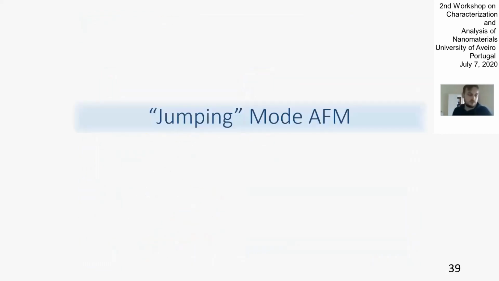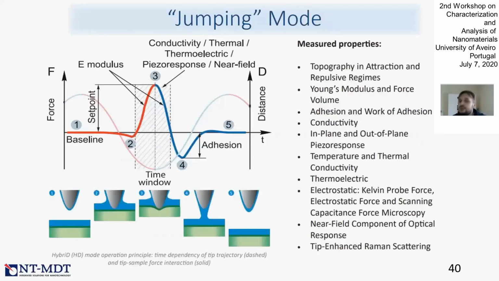And also, I don't have too much time. I also want to finish with some short remarks about jumping mode AFM. Jumping mode AFM is also a specific mode of AFM which has been developed recently, and it represents a combination of the tapping and contact mode. In that case, as we said before, we can measure the force distance curves, and actually we can do it really fast.